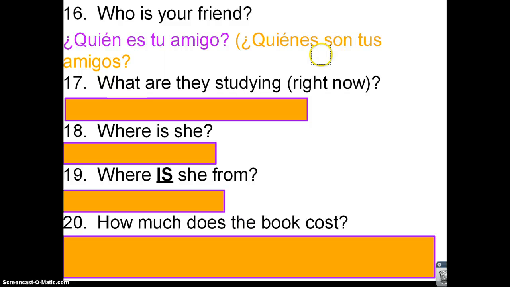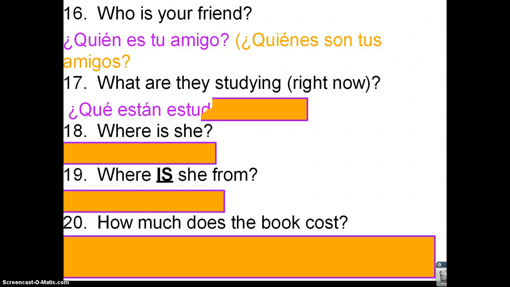What are they studying right now? ¿Qué is what? Upside down question mark, accent. Are they studying? So we're saying what someone's doing right now. So the present progressive is a conjugated form of estar plus a present participle. So están, estudi, take off the AR and add ando, estudiando. If it's están, it could be they or you guys. So we do need the subject pronoun. Where do subjects go in questions? At the end.